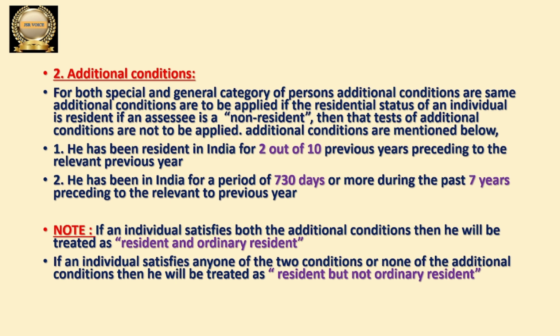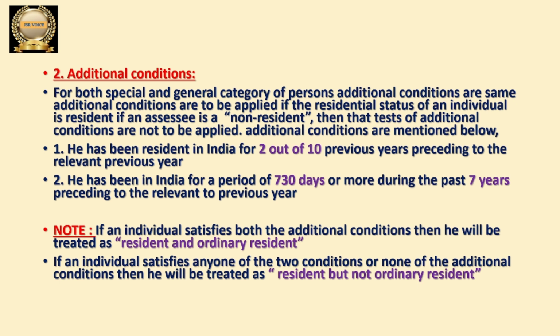Then how can we determine whether he is resident and ordinary resident or resident but not ordinary resident? If he satisfies both additional conditions, the first one and the second one, we have to treat him as a resident and ordinary resident. If he is satisfying any one condition out of the two, or not satisfying any condition, then we have to call him a resident but not ordinary resident.